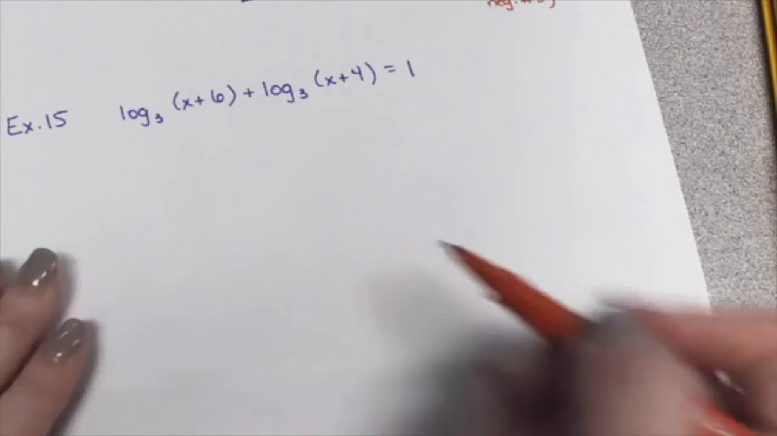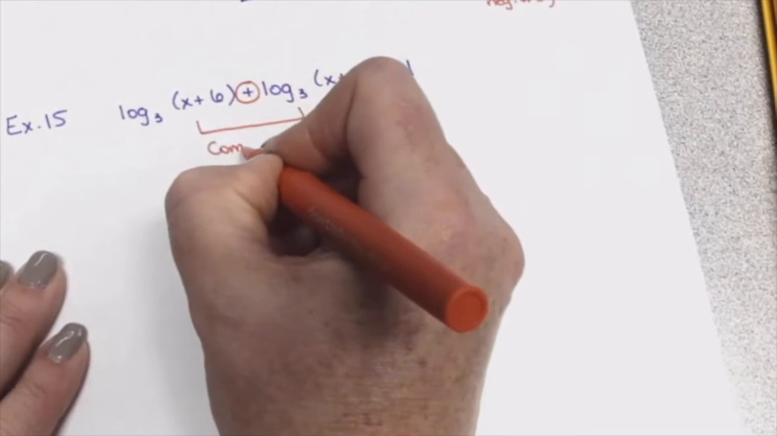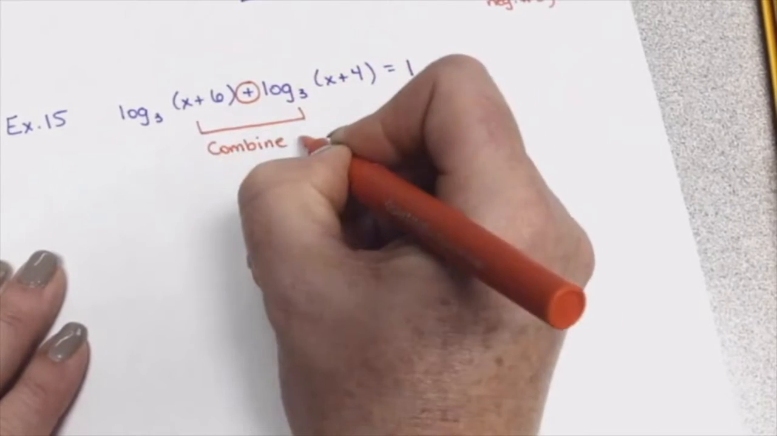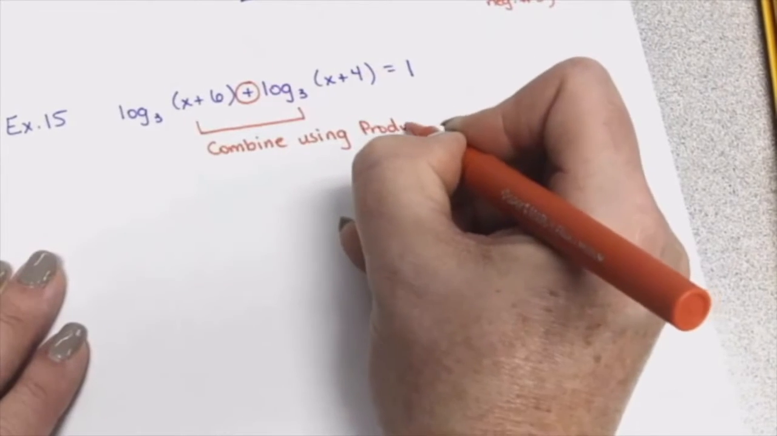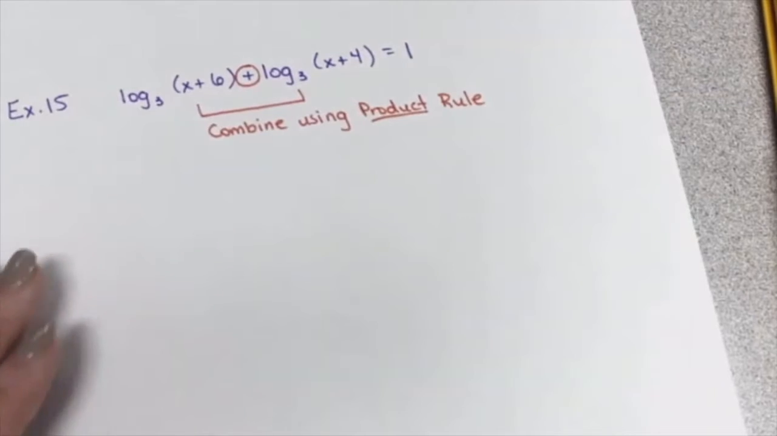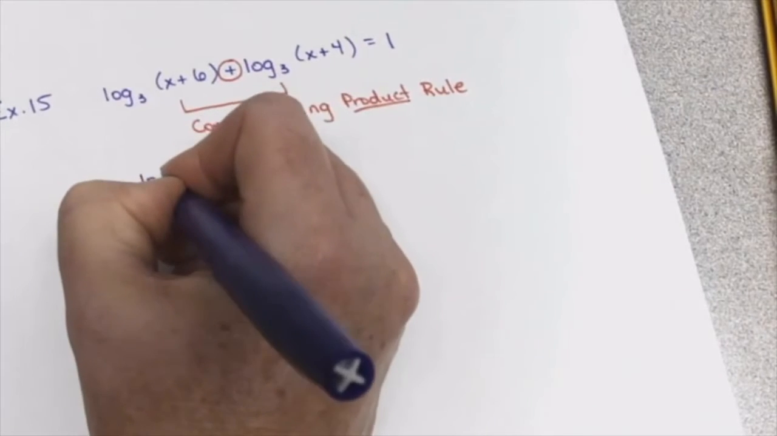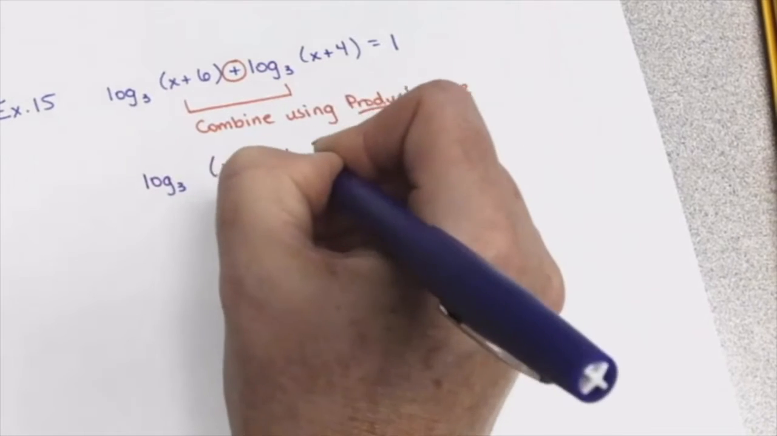Right, so the first rule is I want to combine these, right? So what am I going to combine? What rule am I going to use to combine since I'm adding? Just like the last one. Product. So the product rule says that we keep the base the same, but we can multiply the two things we're finding the log of.